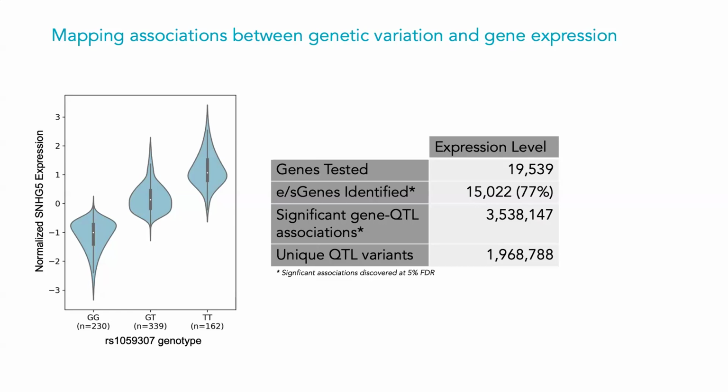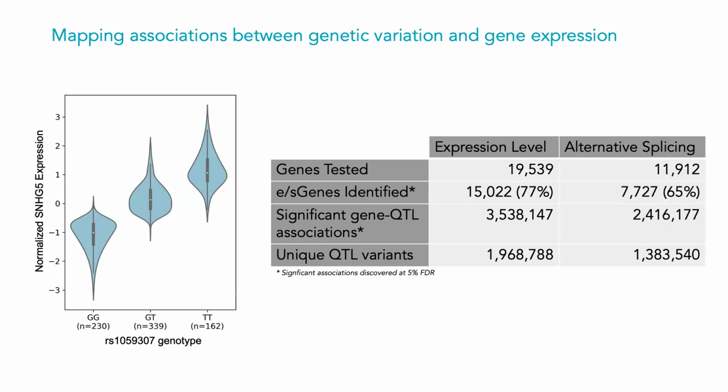As we grow these samples bigger and bigger, you'll be able to detect smaller and smaller effects and effects involving rarer and rarer variation. And it is almost certainly true that all genes in the genome have some variation that's modulating its expression. But qualitatively similar results for splicing. Of the about 12,000 genes that we tested, alternatively spliced genes, about 65% of them, we can detect at least one sQTL.